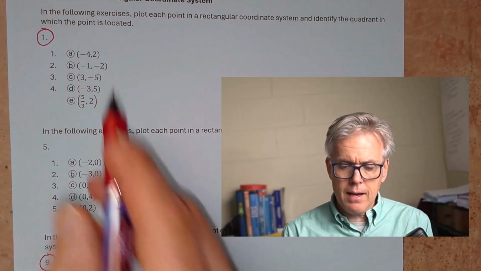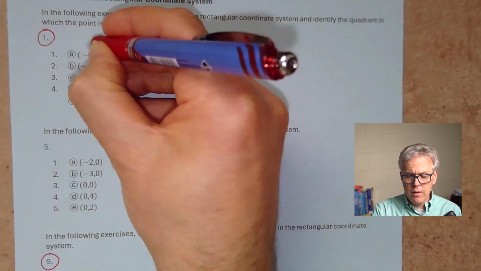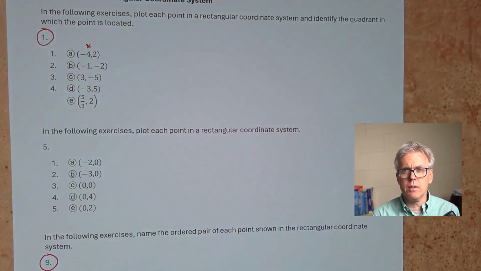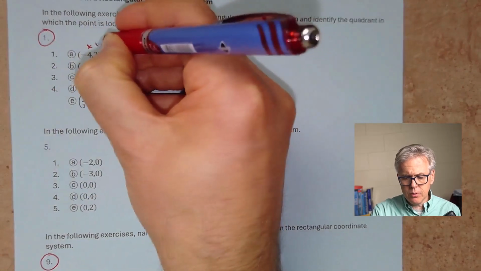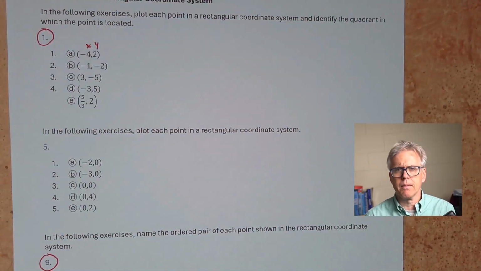Right, this is going to be the homework help for 4.1, the rectangular coordinate system, making sure you can plot points, and when you see points plotted on a coordinate grid, that you could write those as ordered pairs. So let's look at number one. We have the point -4, 2. Recall that this first coordinate is the x, and the second coordinate is the y.